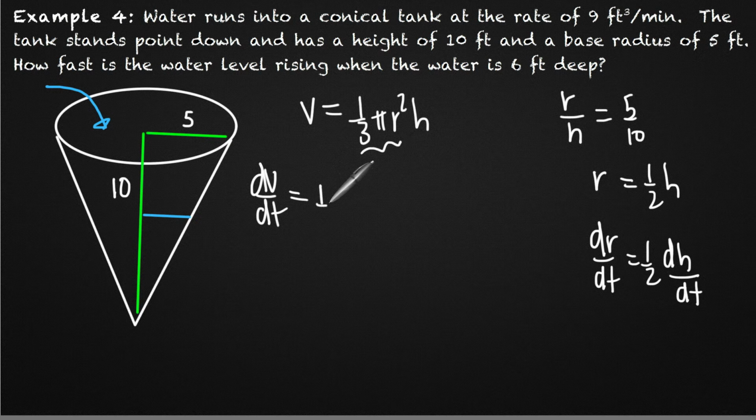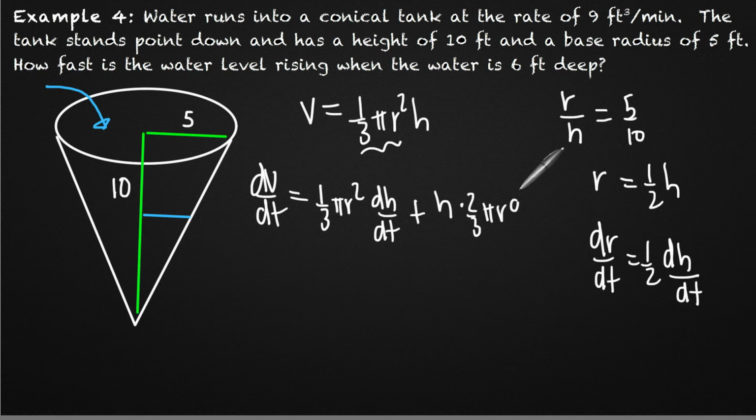So we'll take the first function, 1/3 pi r squared, times the derivative of the second, which is dh dt, plus the second function h, times the derivative of the first, which is going to be 2/3 pi r dr dt. All right, so now we can plug in everything. So our dv dt, remember, was 9. That's going to be 1/3 pi.